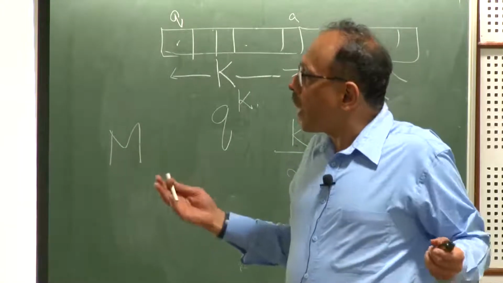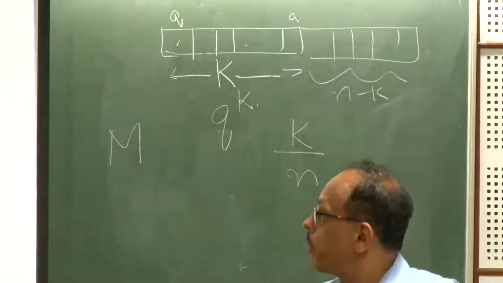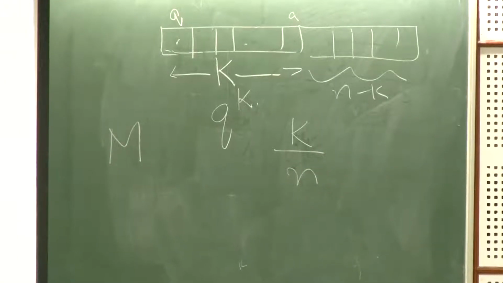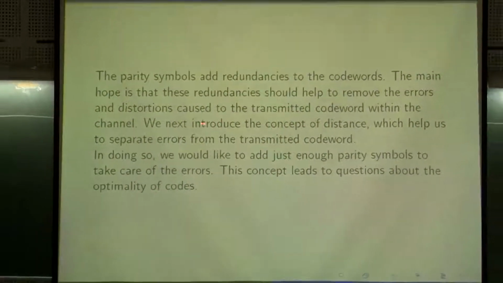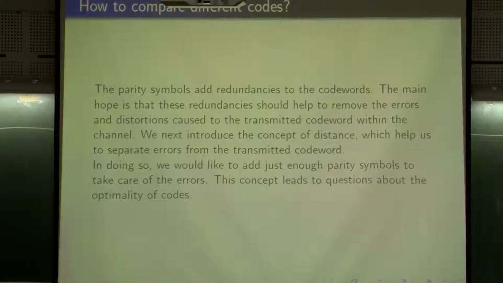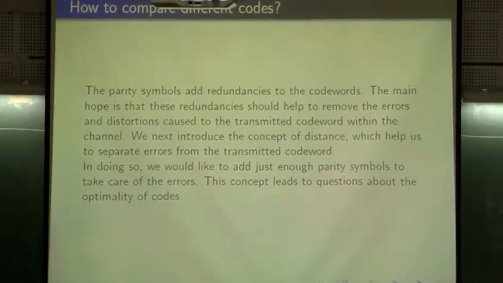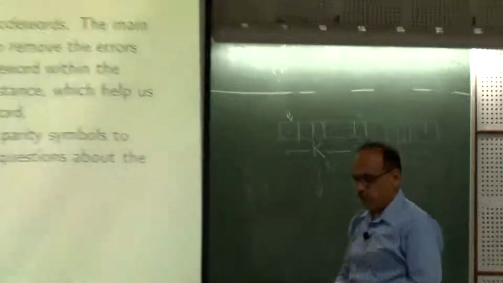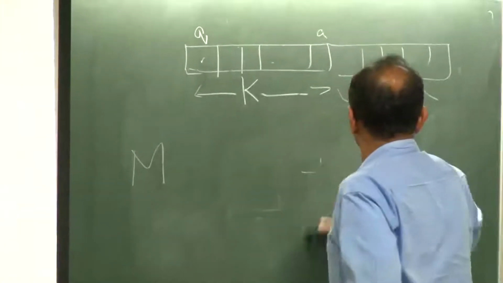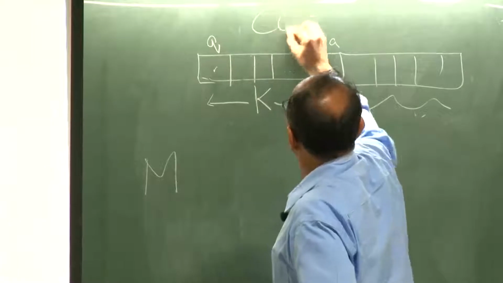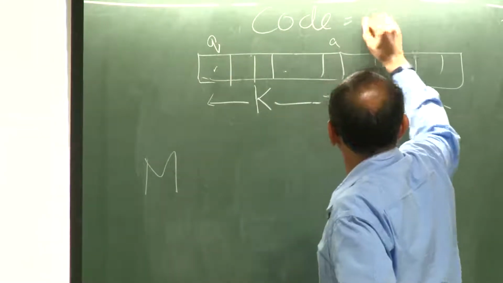So now how do we compare different codes? You should have some idea of comparing different codes. Here the main hope is that redundancy should help to remove the errors and distortion caused to the transmitted code word. So we will now introduce the concept of a distance. Once you have q to the power k elements, there will be M code words. Another thing to keep in mind is that code is a plural, that is, it is a collection of code words.